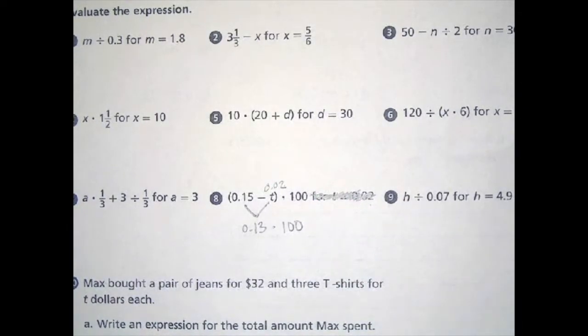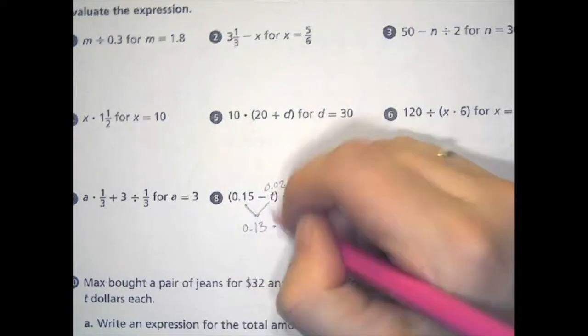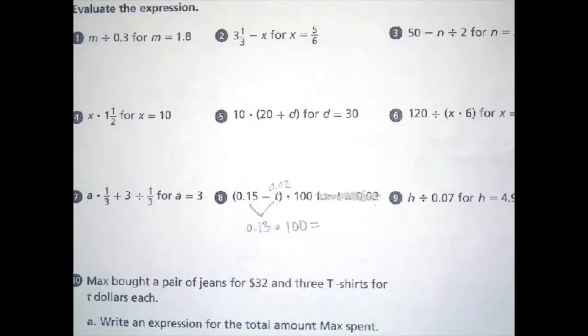This 4 right here, you don't need this information anymore. We plugged it in. We don't need that anymore. So don't let that confuse you. I oftentimes will cross it out when I'm done plugging it in so I know what's left. Now I'm solving 0.13, and that's a times. That's not a decimal. Times 100.